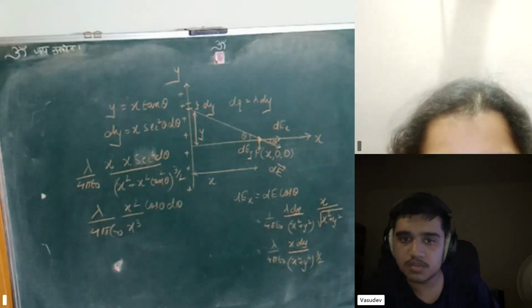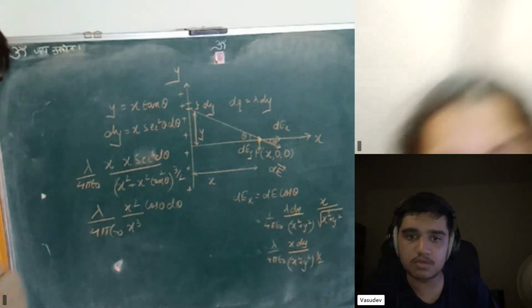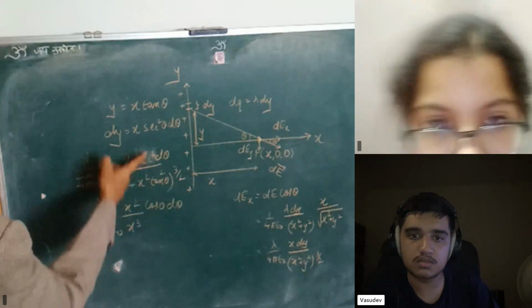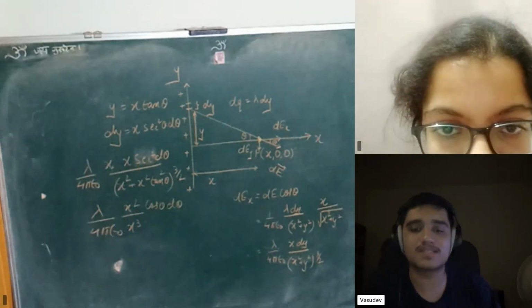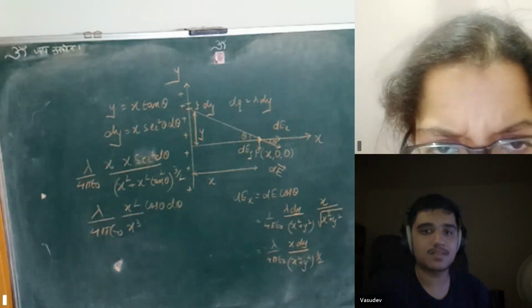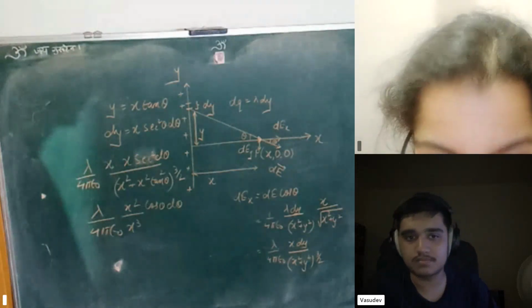Okay. You check. Shouldn't it be cos cube theta? It's square. Oh, okay, cancels. Yeah, sure, I'm cancelling it out. Yes, sir. Okay, so that's what we are getting.